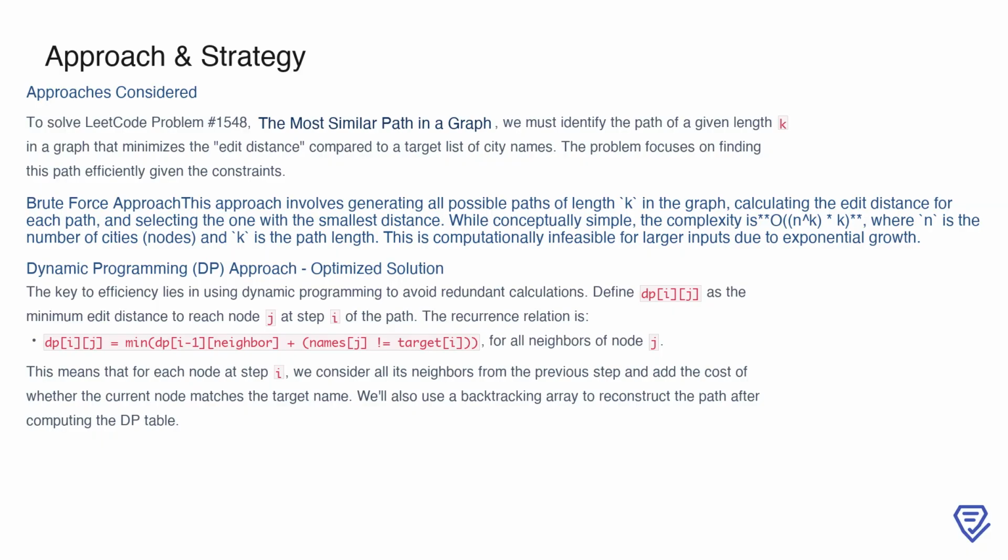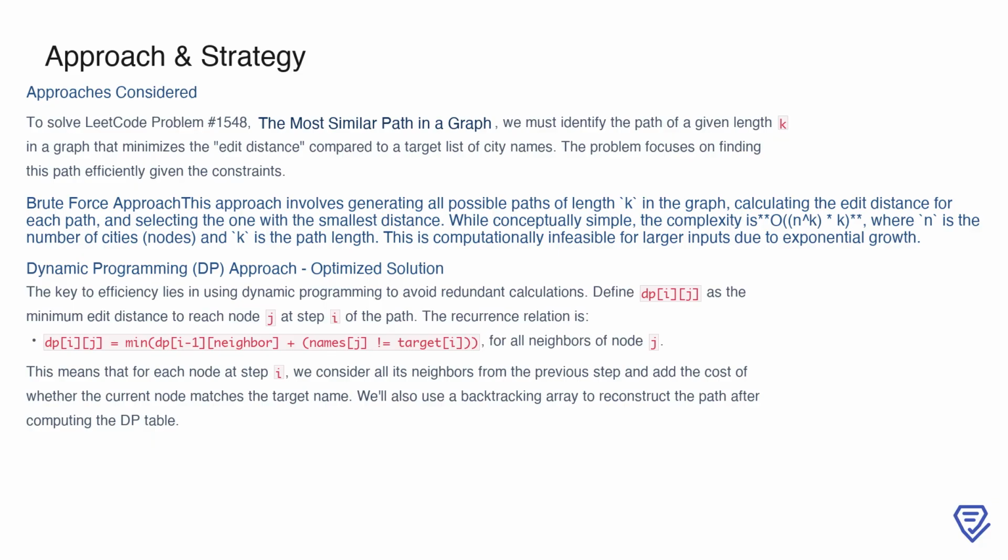To solve problem number 1548, which involves finding the most similar path in a graph, we need to minimize the edit distance between the path and a given target list of city names. A straightforward approach would be brute force, where we generate all possible paths of length k, calculate the edit distance for each path, and pick the one with the smallest value. However, this approach has a complexity of O(n^k * k), where n is the number of nodes and k is the path length. This quickly becomes computationally infeasible as k or n grows, due to the exponential number of paths.